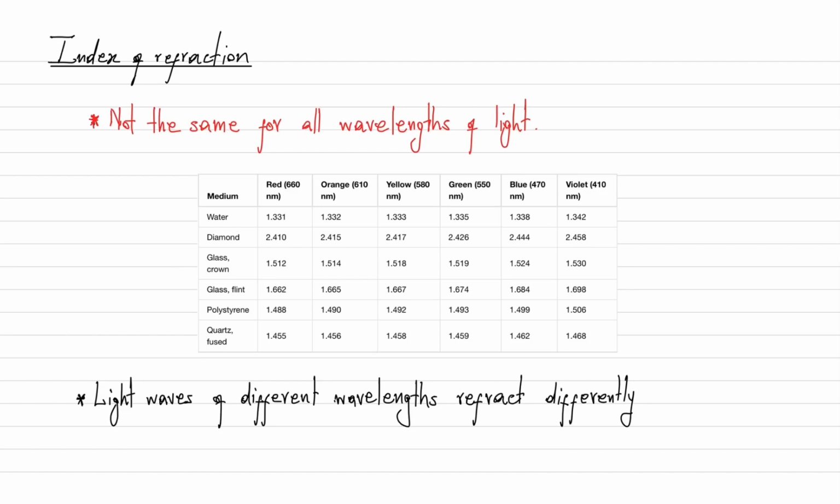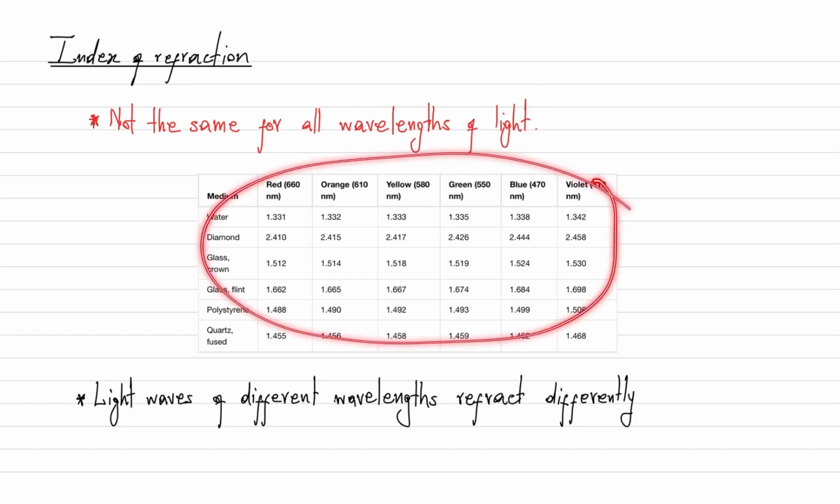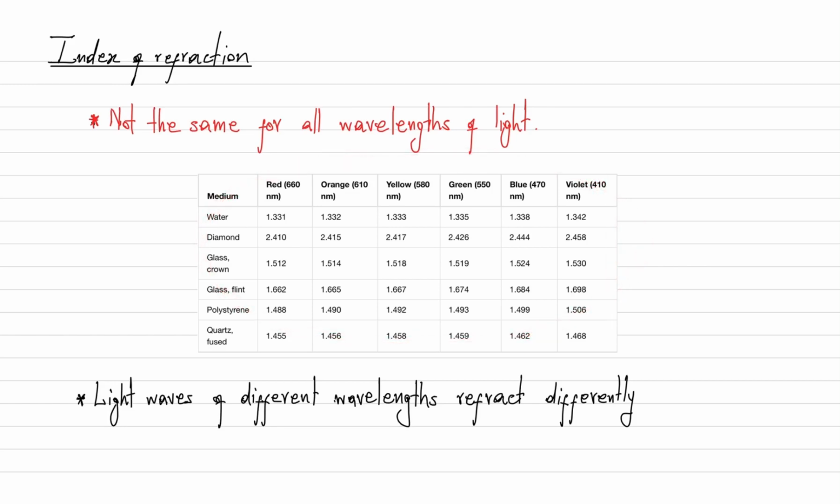Hence, they're not all going to have the same index of refraction. Or I should say that these values are determined experimentally. Of course, for practical purposes, we might not indicate the index of refraction for all the different wavelengths, but it's worth noting that this is true.